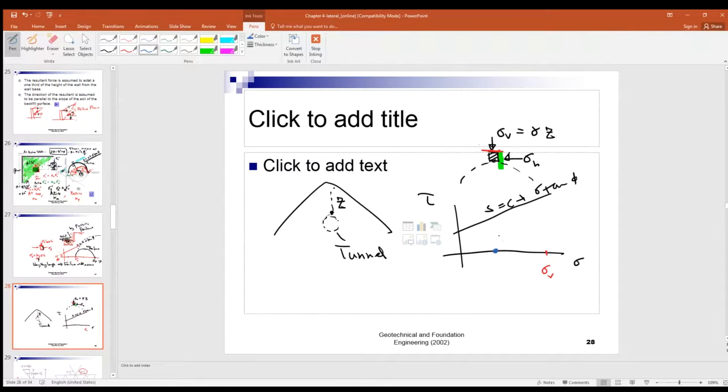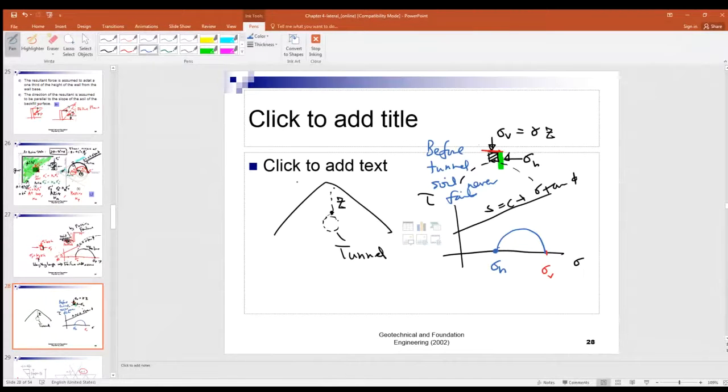Okay. That is sigma H, right? Now you draw the Mohr circle. So it does not touch the envelope, right? The Mohr Coulomb envelope. So no failure. So before the tunnel is built, of course, the soil never fails, right? Because it's well below the Mohr Coulomb envelope line.